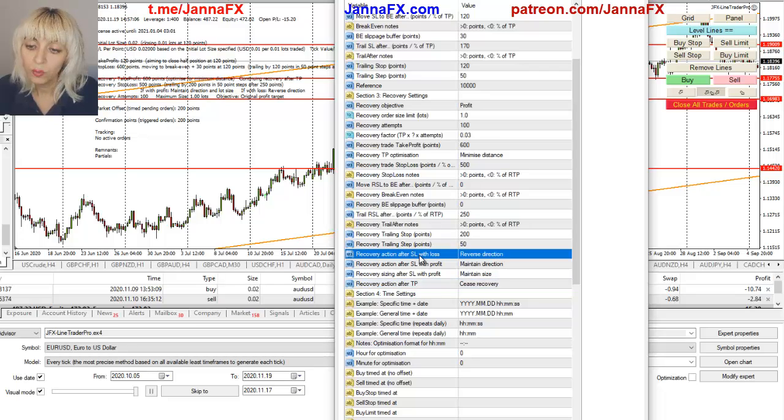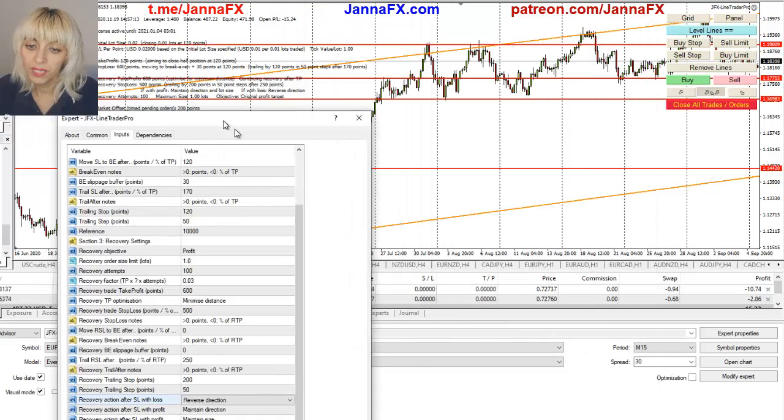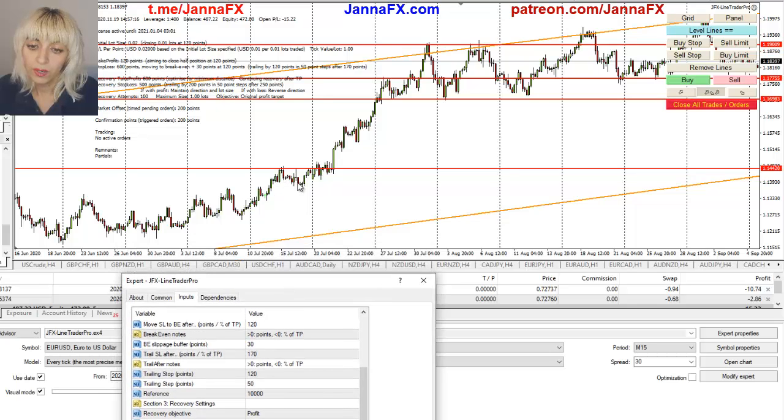So now stop loss: if it touches, then reverse direction. You can change it to maintain direction, just as I was explaining to you in that example. For example, in here, let's say you bought here, you sold here, right? And then it turns around. In here, when it hits your stop, it will buy. So it will open the opposite order.